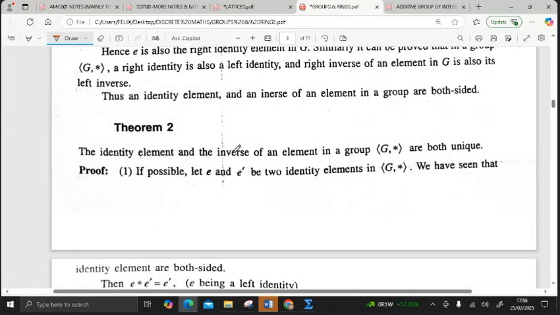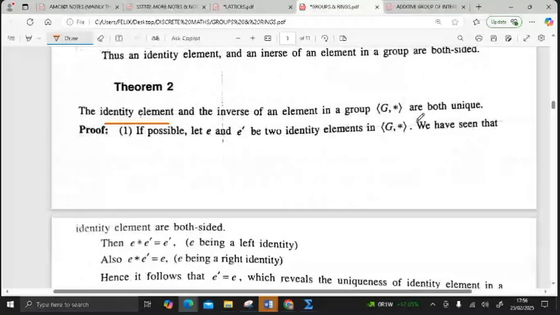Get that? If it satisfies G1 only, it is a groupoid. But if it satisfies at least the three axioms, G1, G2, G3, then it's called a monoid.